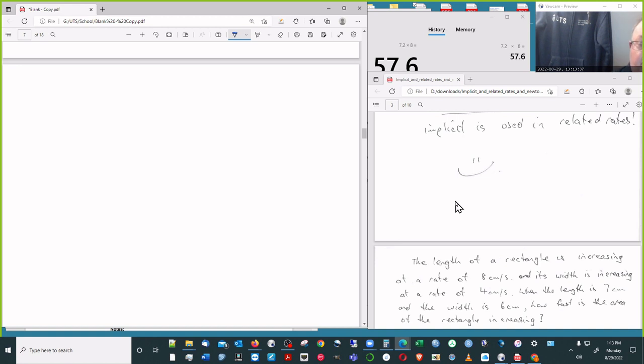Now the length of the rectangle is increasing at the rate of 8 centimetres per second, and its width is increasing at the rate of 4 centimetres per second. When the length is 7 centimetres and the width is 6, how fast is the area of the rectangle increasing?